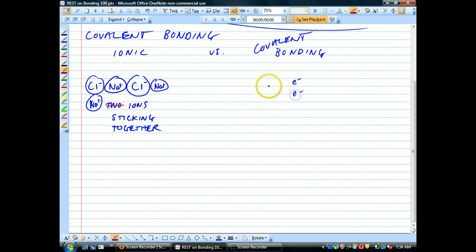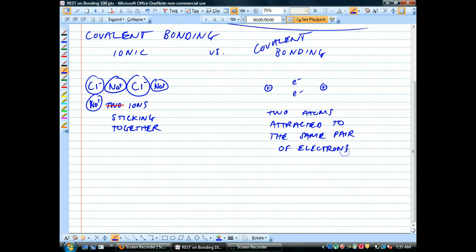We have two atoms attracted to the same electrons. Pair of electrons, we might go further and say pair of electrons. It happens in pairs. It could be one pair, two pair, three pairs. That's a single, double, triple bond. But those are just two different models, okay?